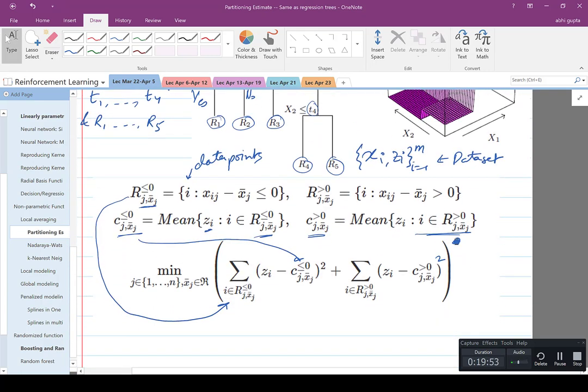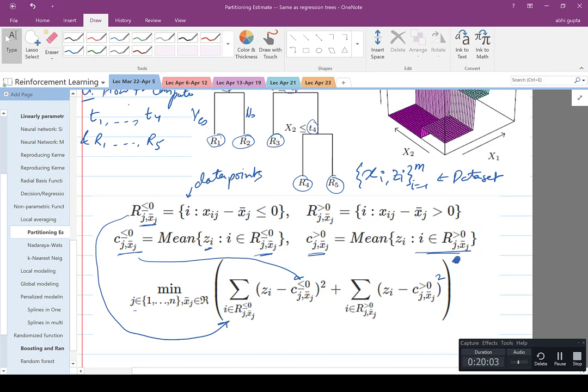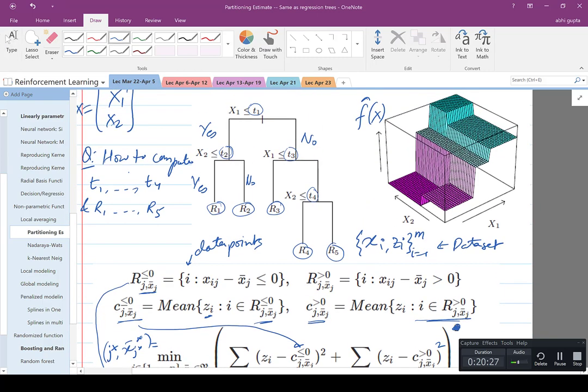One thing that I perhaps forgot to mention: you get a j star here as the argument, and then you get x_j star and x bar j star. Okay, you get the solution as part of this minimization problem.